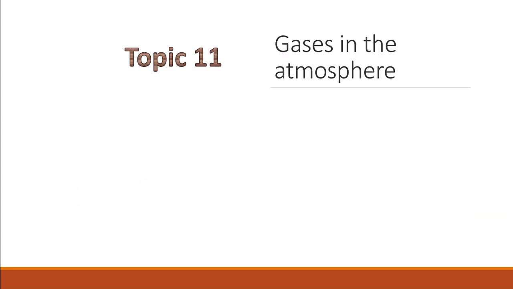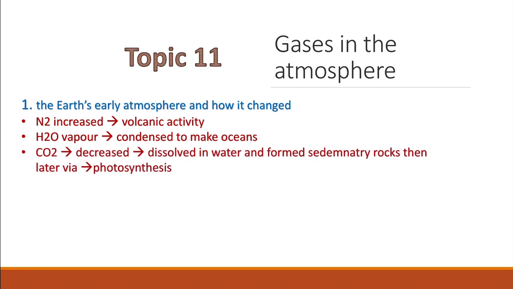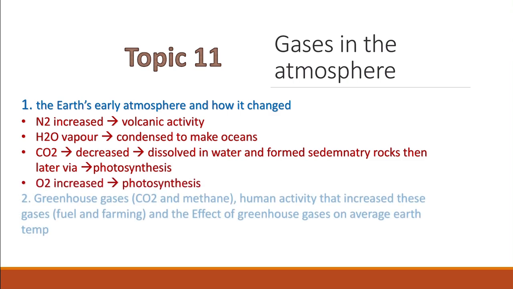Topic 11 is gases in the atmosphere. You should know the Earth's early atmosphere and how it changed. So nitrogen increased due to volcanic activity, water vapor condensed to make oceans, carbon dioxide decreased because at the beginning it dissolved in water and formed sedimentary rocks, and then later this was via photosynthesis. Oxygen increased because of photosynthesis.